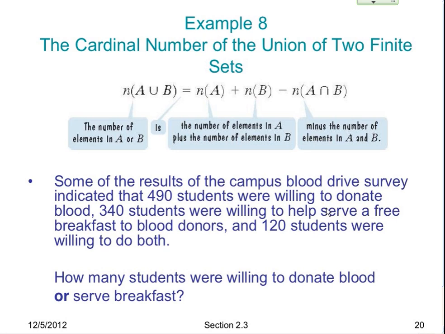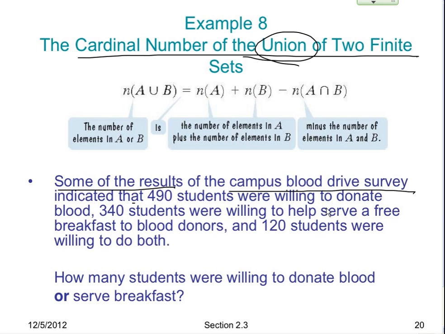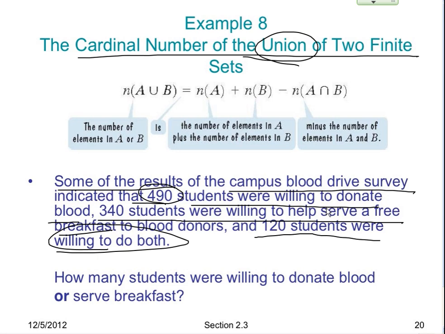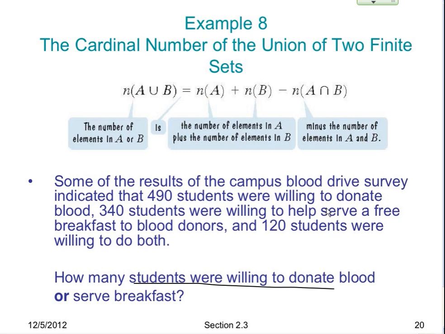So let's suppose we want to find the cardinal number of the union of two sets. So we have an example here. Some of the results of the campus blood drive indicate that 490 students were willing to donate blood, 340 students were willing to help serve a free breakfast, and 120 students were willing to do both. How many students were willing to donate blood or serve breakfast? Remember, or is the union.